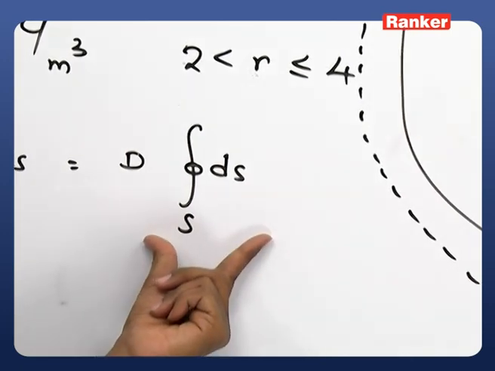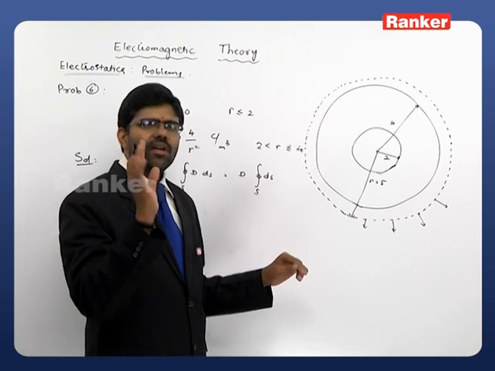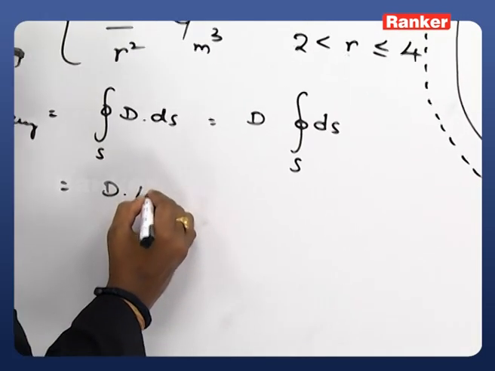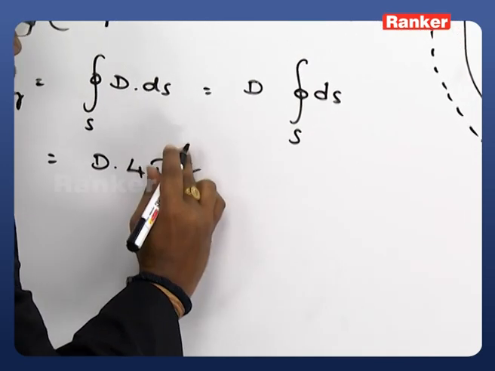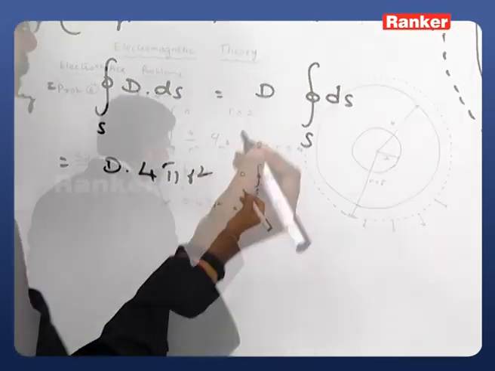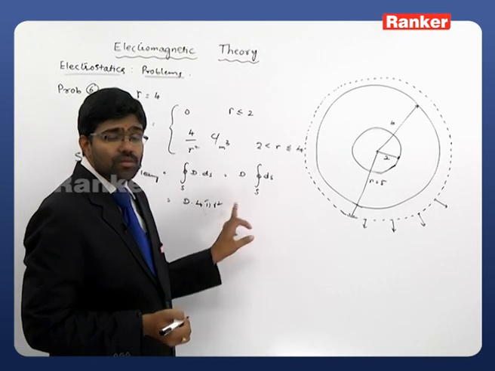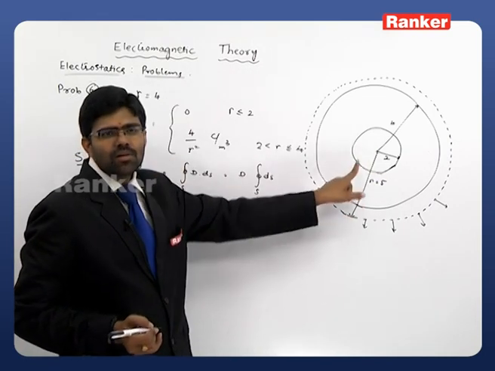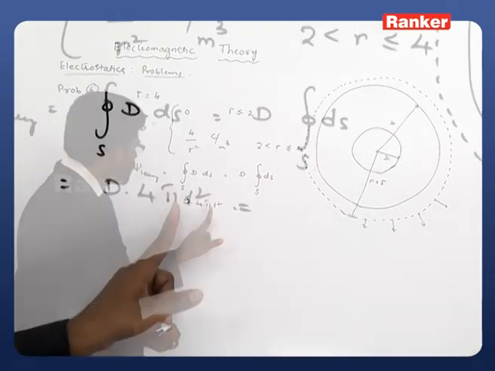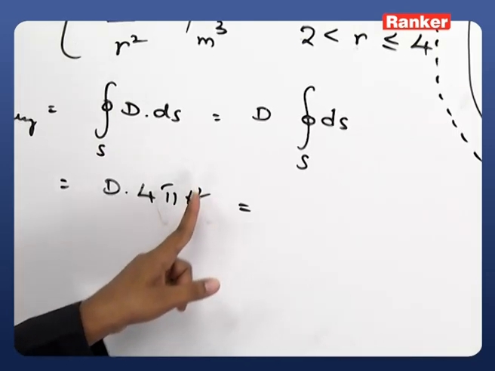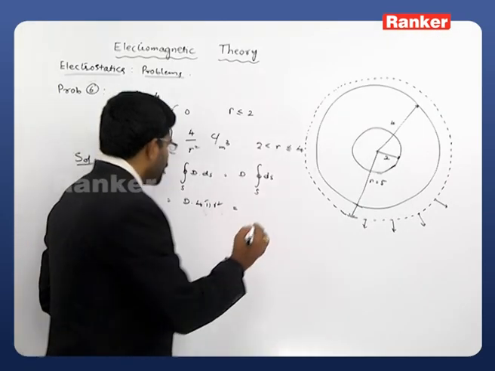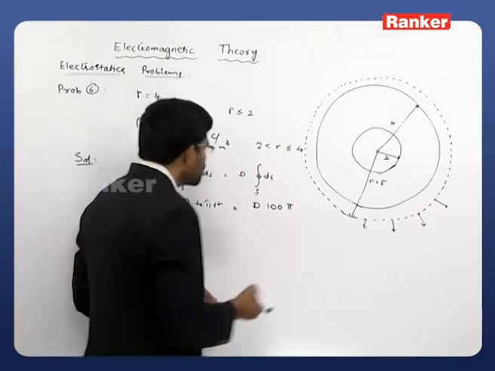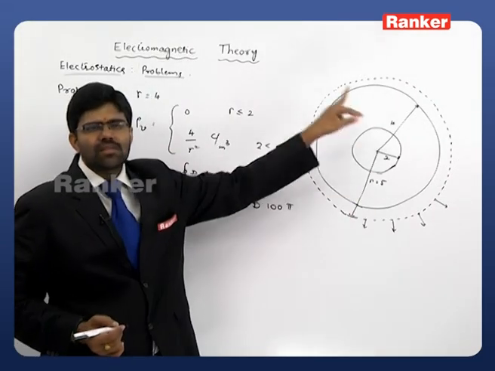So what is the surface area equation of the Gaussian sphere? Once again it is 4 pi r square. So this can be written as D into 4 pi r square. What is r we are supposed to take? The radius of the Gaussian sphere we took, which is 5. Substituting 5, 5 into 5 is 25, into 4, 100 pi. So the answer is D times 100 pi. This is the total flux leaving through the Gaussian surface.